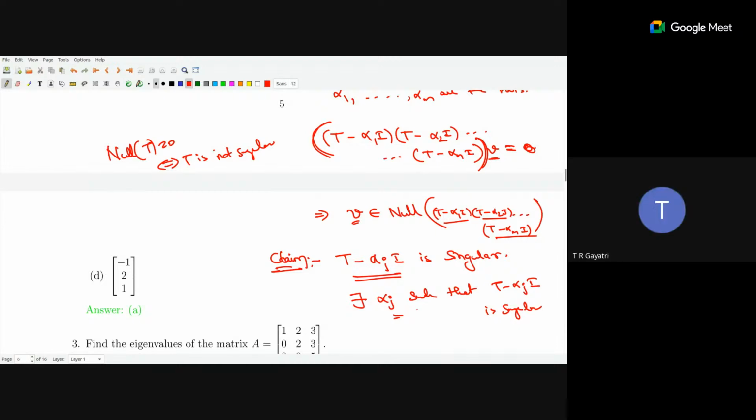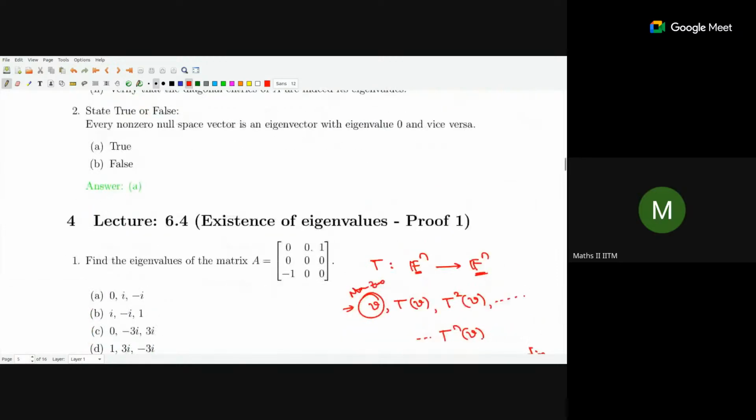Yes, that's the only thing they wanted to convey in this particular lecture. Okay. Thank you, sir. Yeah. So anyway, this is what 6.4 is.